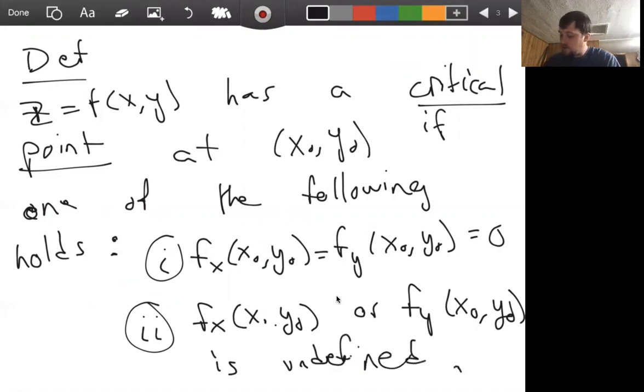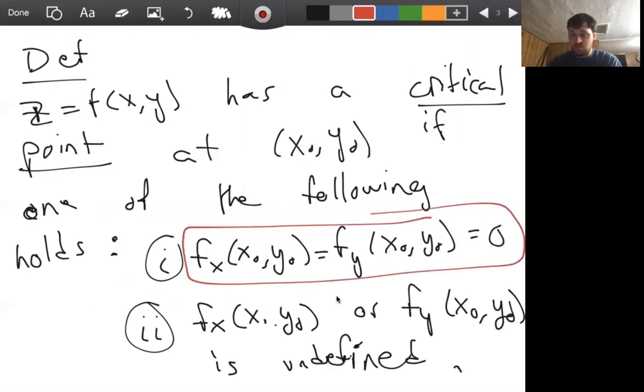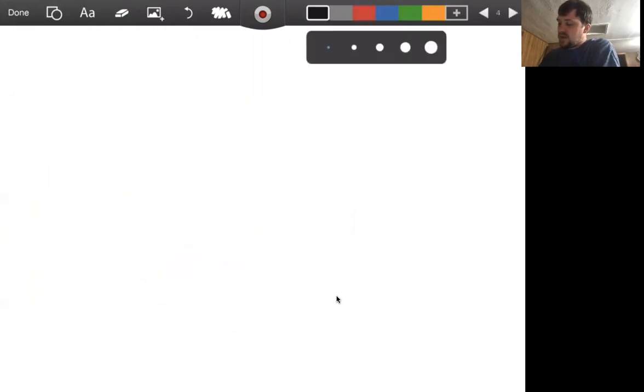Okay, and so these are the two ways we can find critical points. We find critical points by setting the partial derivatives equal to 0 and solving for x and y values, or we're looking at the function and we can find when it's undefined. So let's see an example.